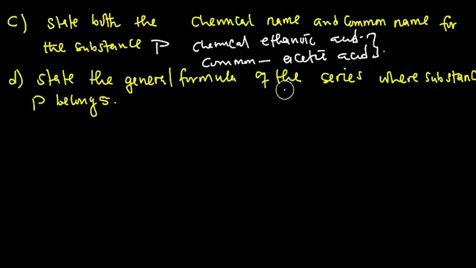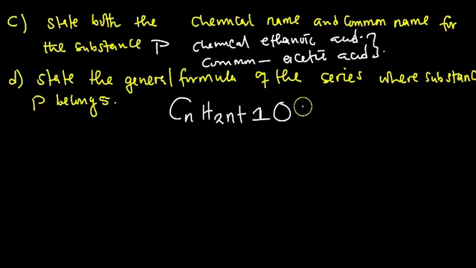State the general formula of the series where substance P belongs. So the general formula to which it belongs is CnH2n+1 with a functional group, that is COOH. So that is the general formula of carboxylic acids.